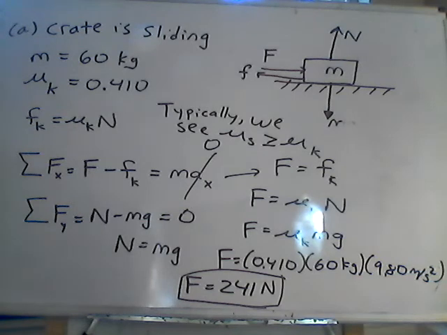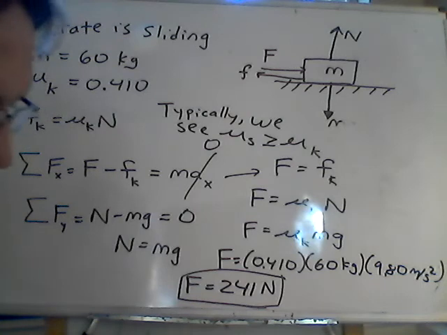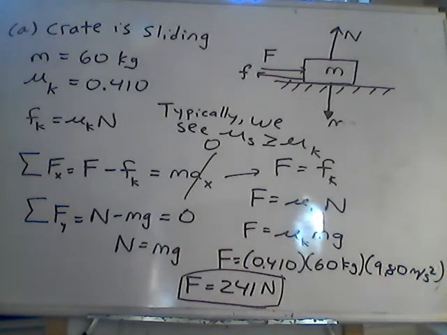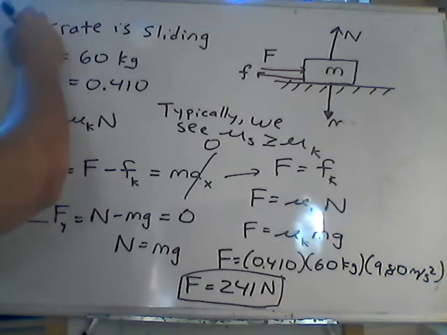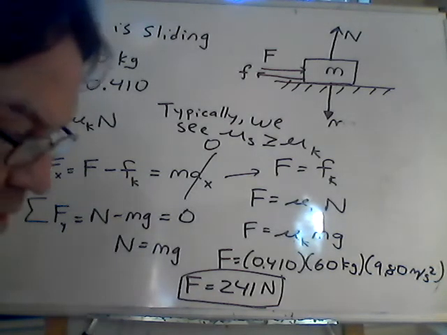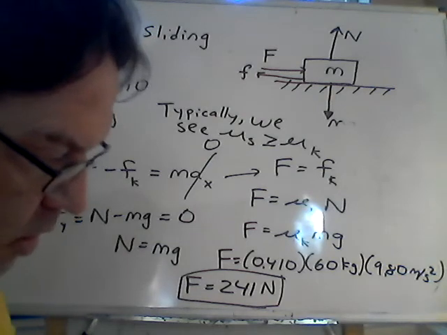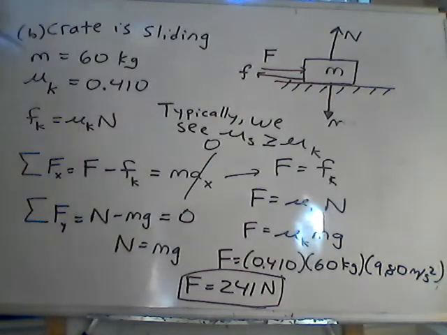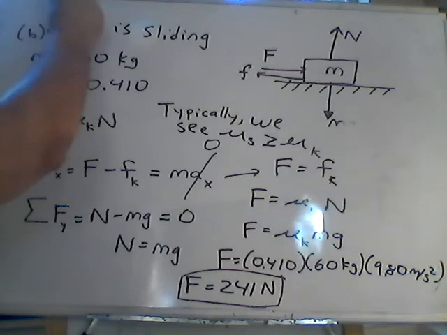All right. So generally speaking, and again, this is empirical, if you look at tables of coefficients of friction, you'll generally find that the static friction is greater than the kinetic friction. And again, this was part B, Cutnell Johnson 4.39, just as a reminder.